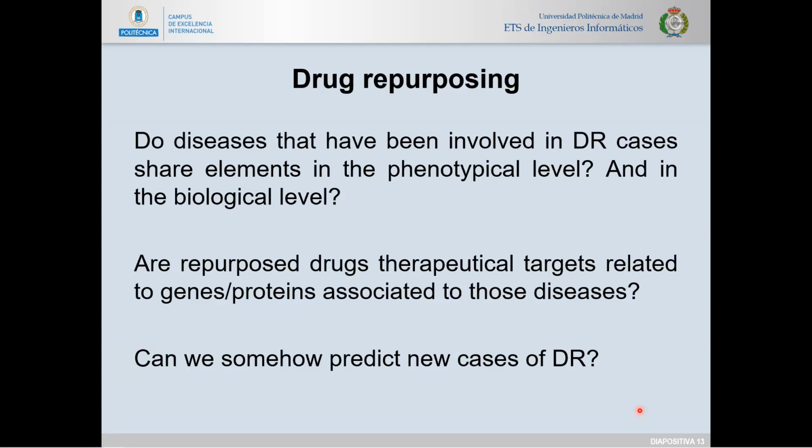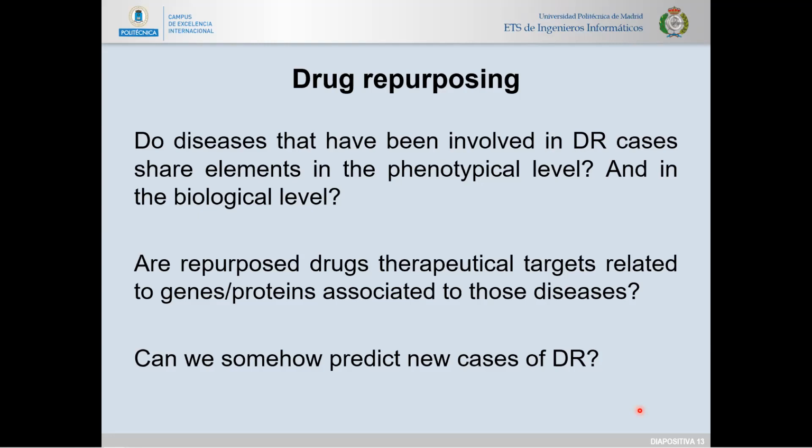How can we predict new cases of drug repositioning? So those are the questions that I want to explain a little bit. How can we deal with them? Like, how can we face them?